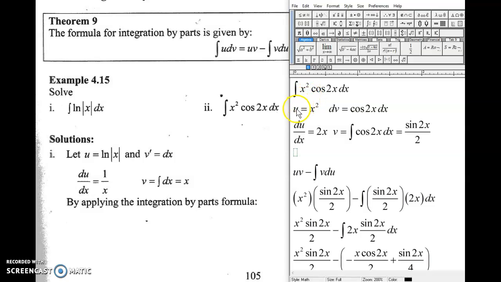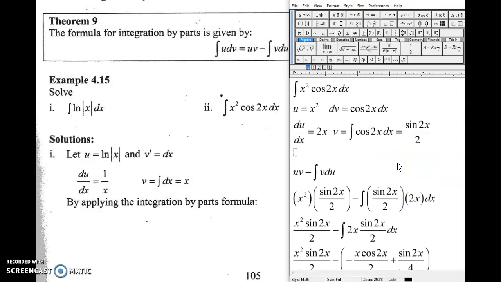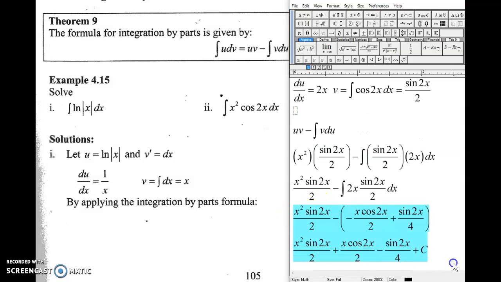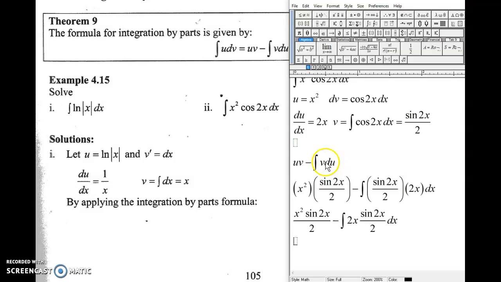So we'll define u and dv. u is x squared, dv is cos x, right? This is just the same thing. The one that I want to emphasize comes later. So I'm just substituting all of this information into this formula. Let me just cut this first.